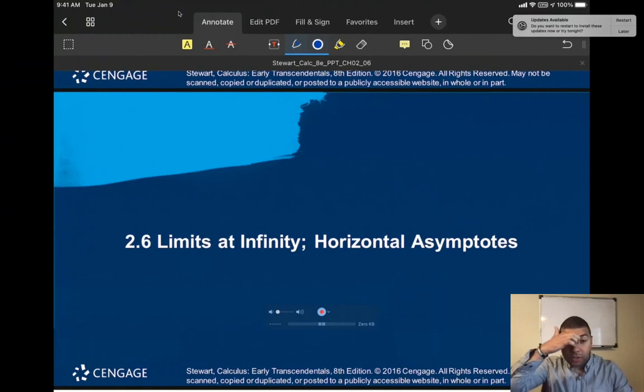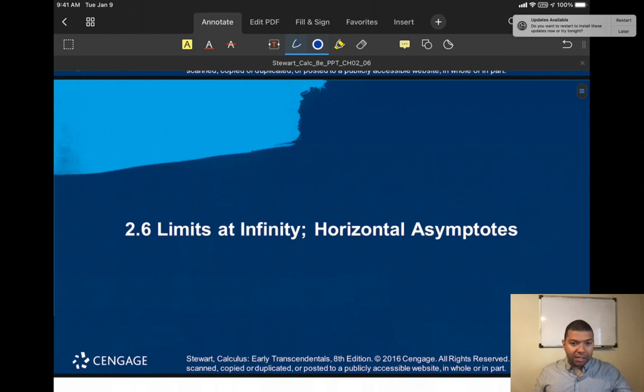Section 2.6 is on limits at infinity and horizontal asymptotes. These two things are very closely related. Note that limits at infinity does not mean the same as an infinite limit. These are two different things.